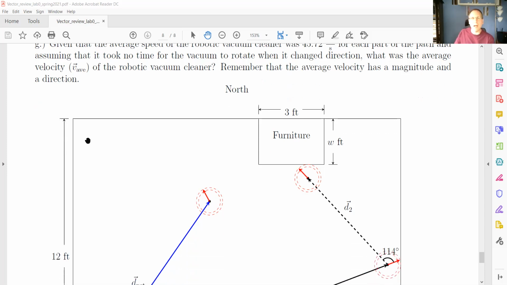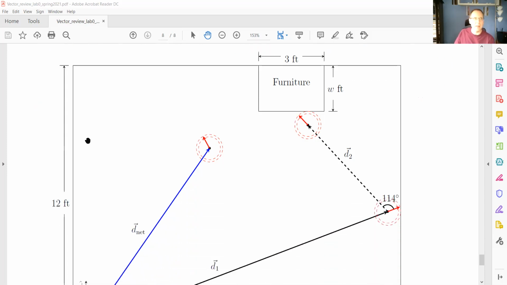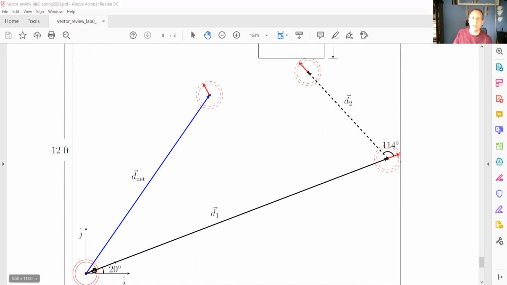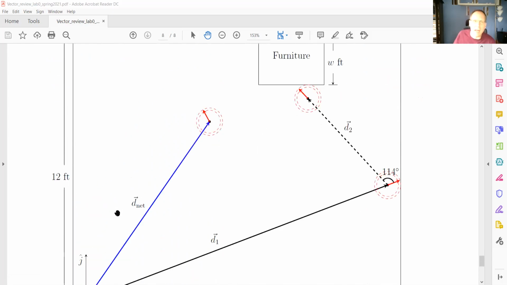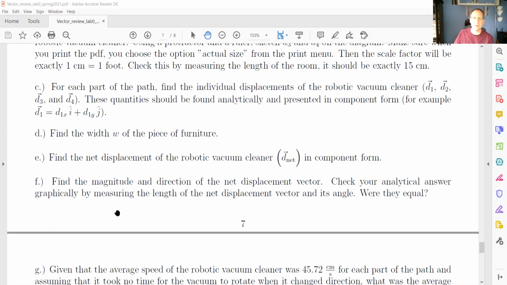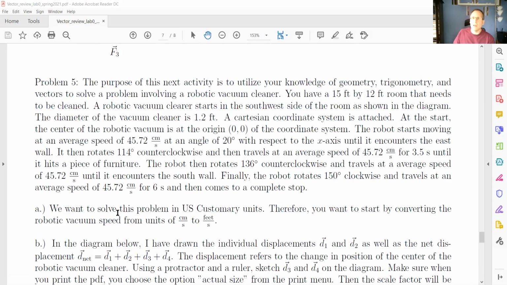And remember, average velocity is defined to be the displacement, so like the net displacement, divided by the time. So really the average velocity should be in the same direction as this net displacement. But really I want you guys to think a little bit about this question. Okay, and then that's it.